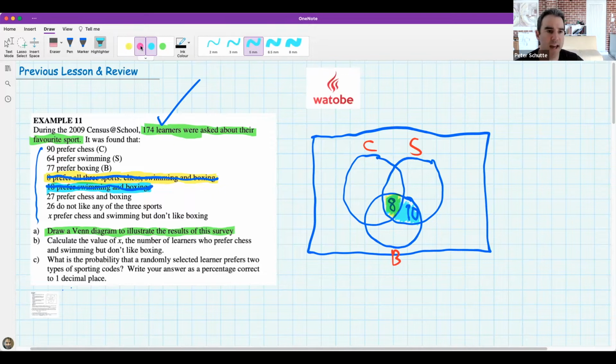Now we're going to do the next bit. Let's go to 27 prefer chess and boxing. Chess and boxing, find the region. For me, chess and boxing is the yellow region I colored in here. This piece of information can help me get this. So what's that going to be? What's that bit that I've left there going to be?